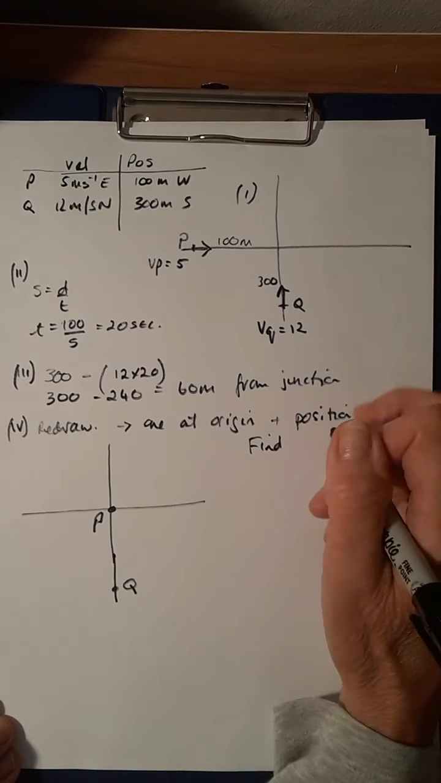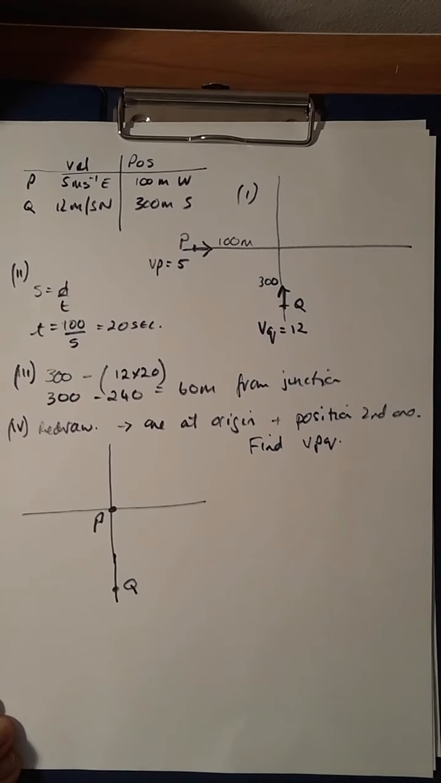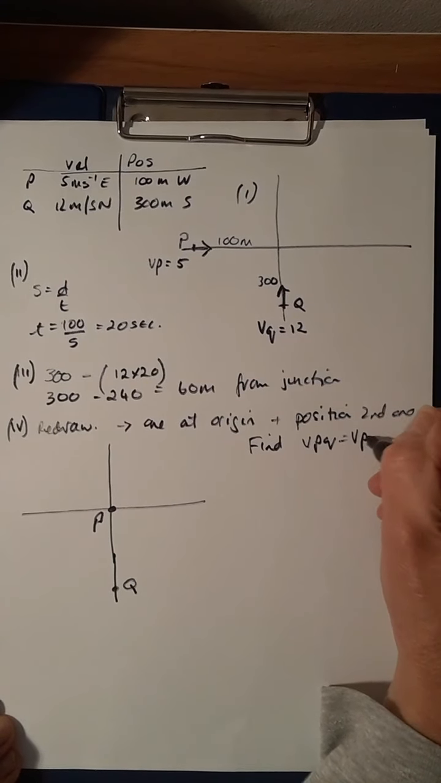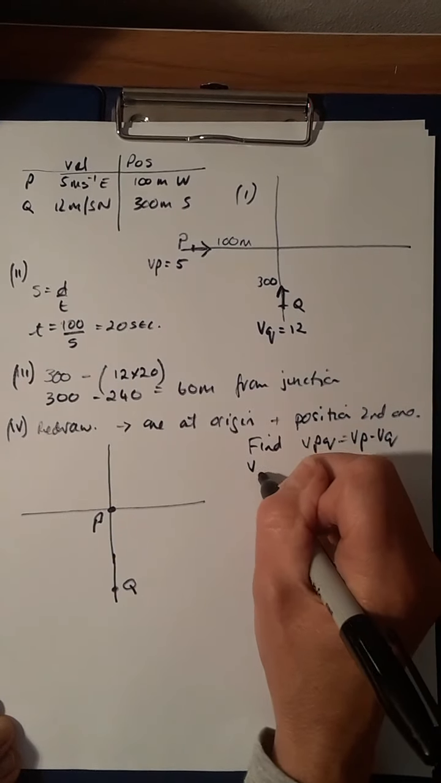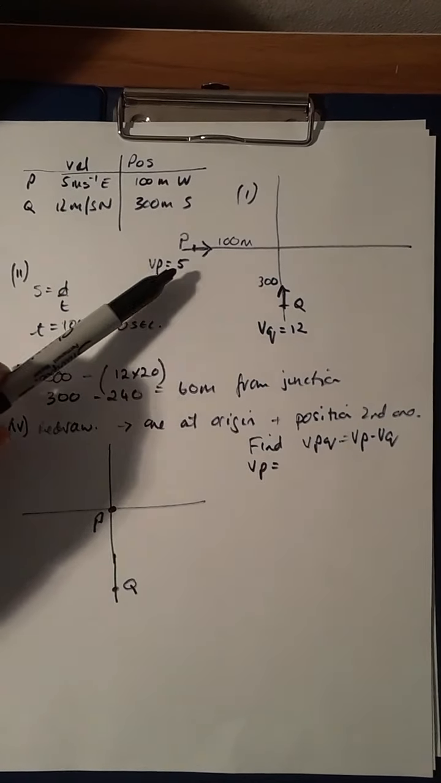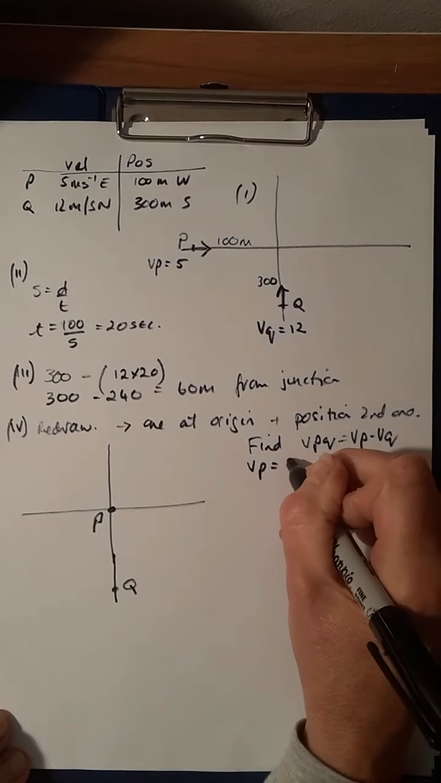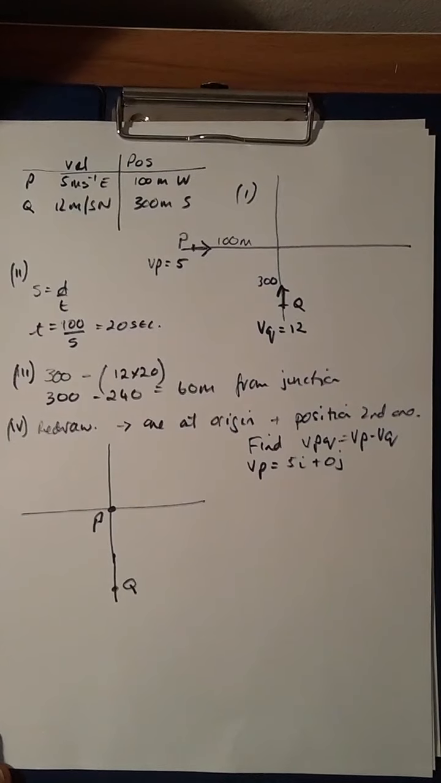So I'm going to find VPQ. To do that, I need to know what VP is and what VQ is, because we know from the last lesson that VPQ is VP minus VQ. What's the velocity of P? I'm told it's 5 meters per second in an easterly direction, so it's moving in a positive i direction. So it's 5i plus 0j. I'm going to turn everything into i and j components.